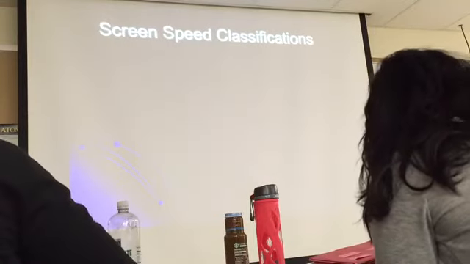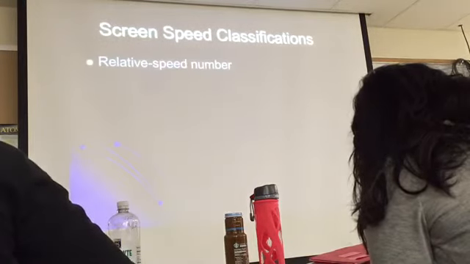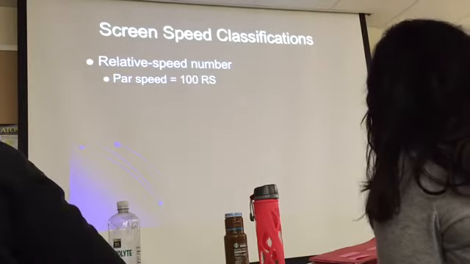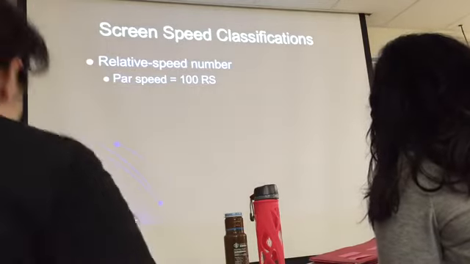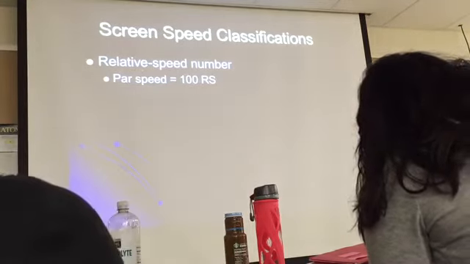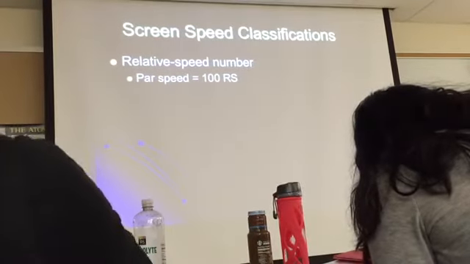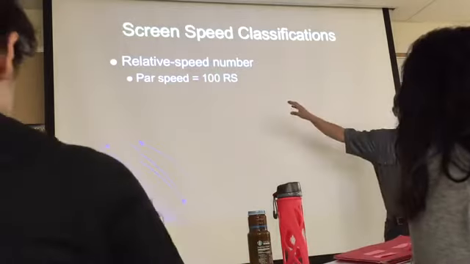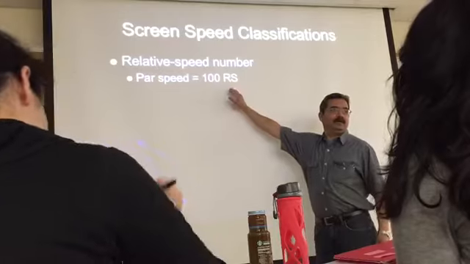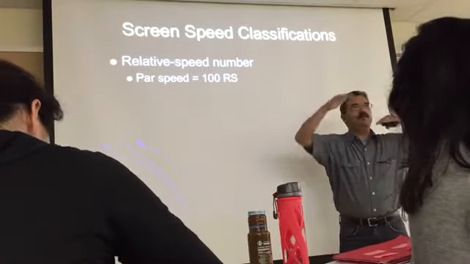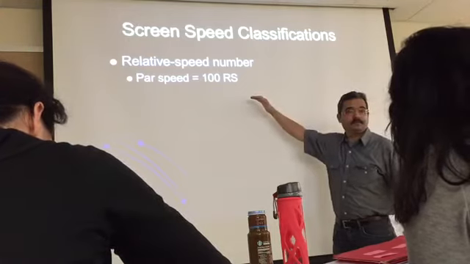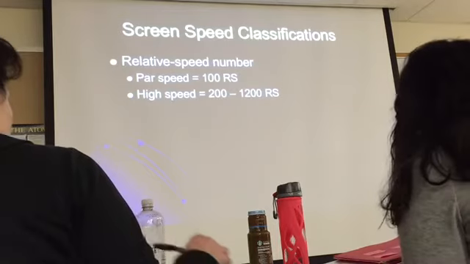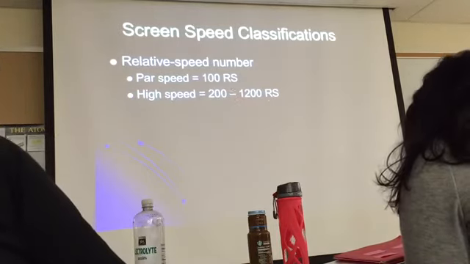All right, screen speed classifications. So you have relative speed. This is how they were known. Relative speed, RS, that's what that stands for. Relative speed number. Far speed, I mentioned this before, you assign that a number of 100. The calcium tungstate screens, they were 100, and that's why I said that's the standard. That's the way you compare everything with. Remember? Okay, good. Then anything above that will be high speed, and you had speeds going from 200 all the way up to 1200.